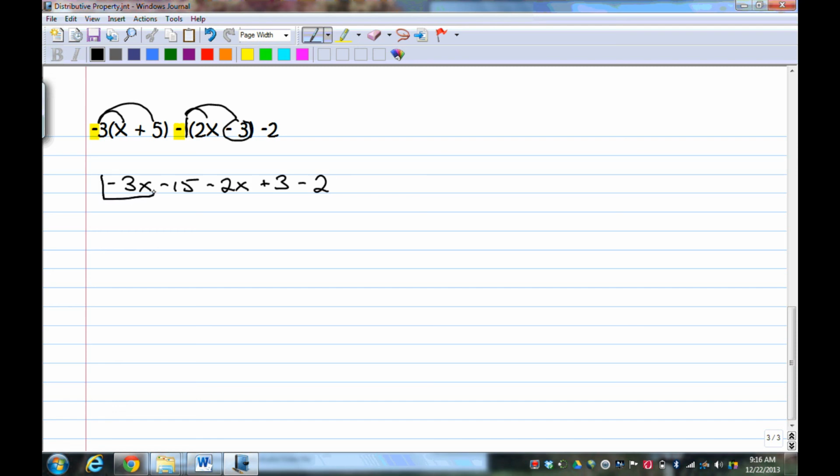Like terms, negative 3x, negative 2x, and I have a negative 15, positive 3, negative 2. So first things first, negative 3x, negative 2x gives me a negative 5x. On the end here, I have negative 3 and a positive 3 and a negative 2 give me a 1. Combine that with a negative 15 gives me a negative 14.